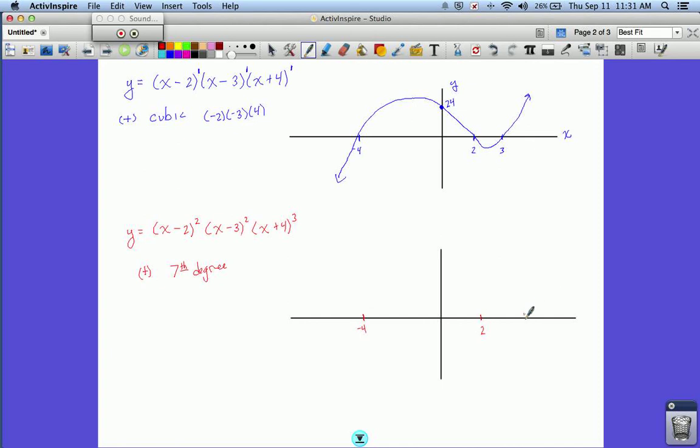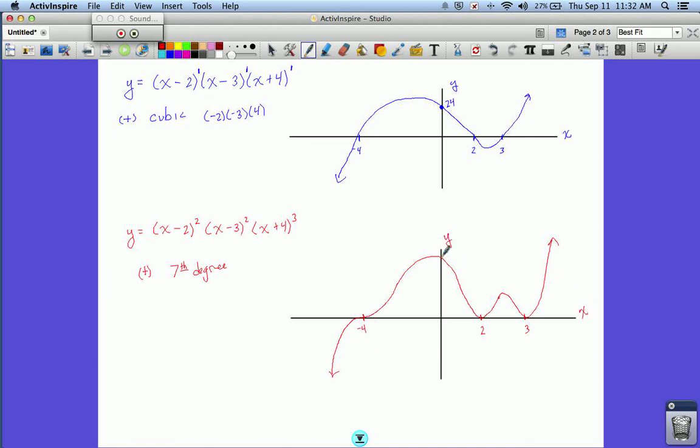+2, and +3. Now even though the ends of this graph look the same, all the stuff in between is different because my -4 here is a cubic root. So when I approach that, I need to wiggle my way through it. When I get to 2, it's quadratic, so I need to come down and touch 2. And likewise at 3. So that's what it looked like. I got two little parabolas here, and I got an x cubed graph there.